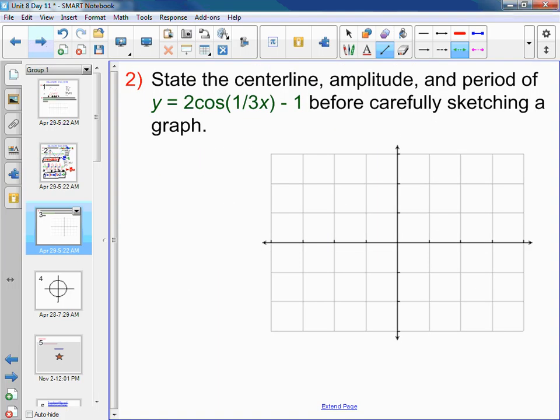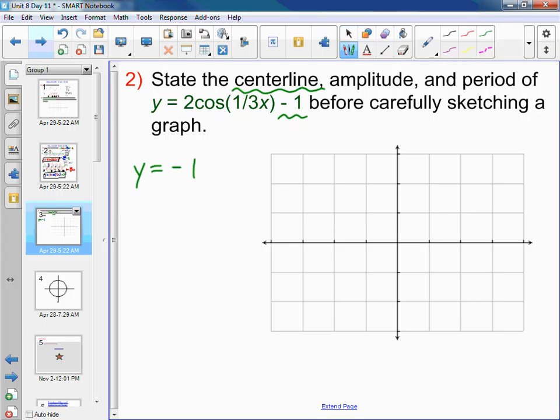We're going to state the center line, amplitude, and period of y equals 2 cosine of quantity 1/3 x, closed angle minus 1. So first things first, let's do the center line. My center line is gained by looking at the value of d. So what's the equation of my center line here? Ian? Y equals -1. Awesome. So my center line is y equals -1.